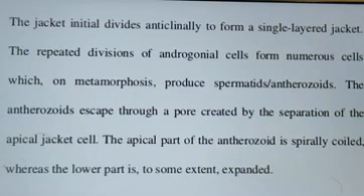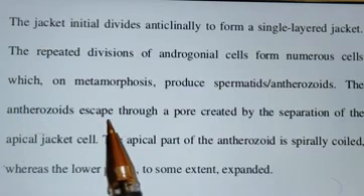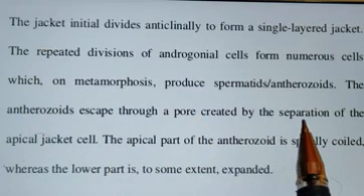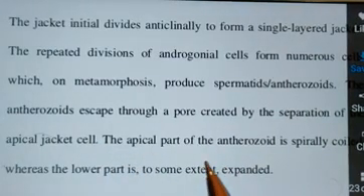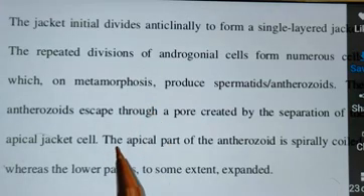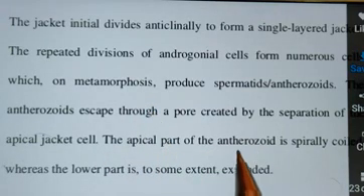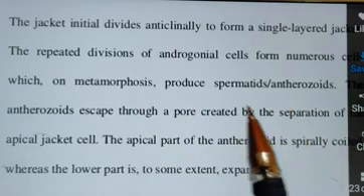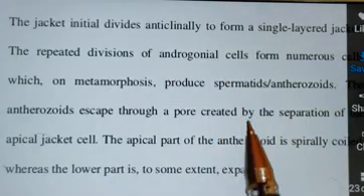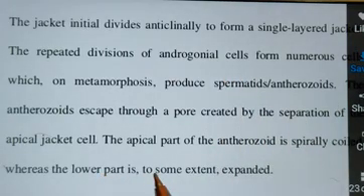The anthrozoids escape through pores created by the separation of the apical jacket cells. Apical jacket cells rupture and the spores are released. The apical part of the anthrozoid is spirally coiled, whereas the lower part is to some extent expanded.